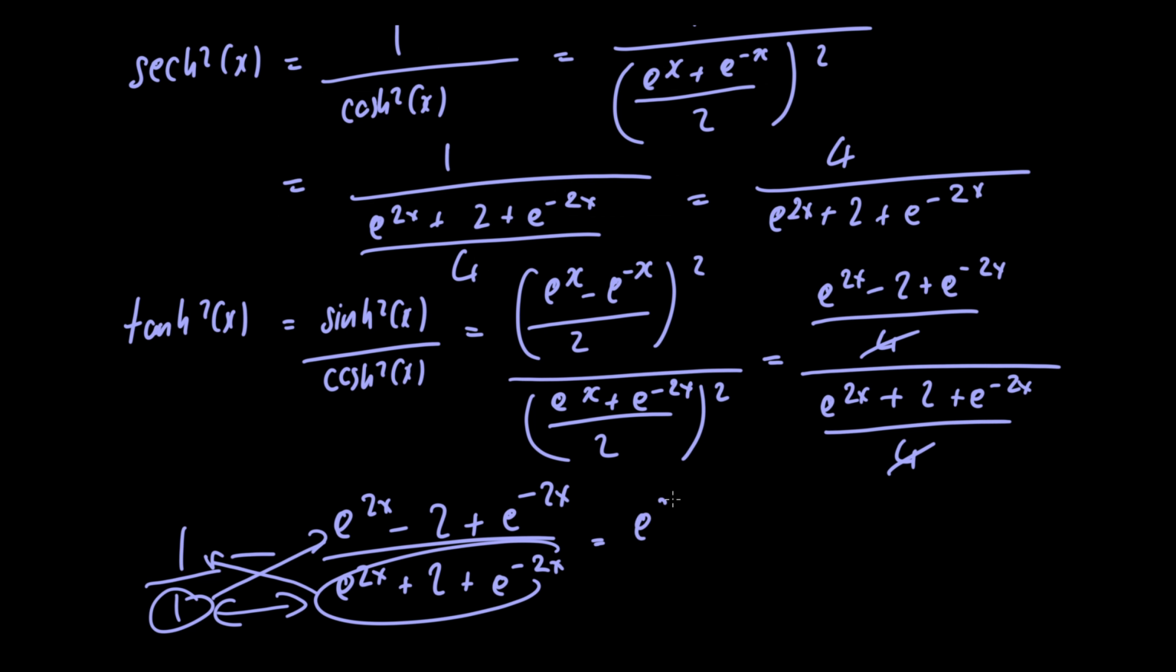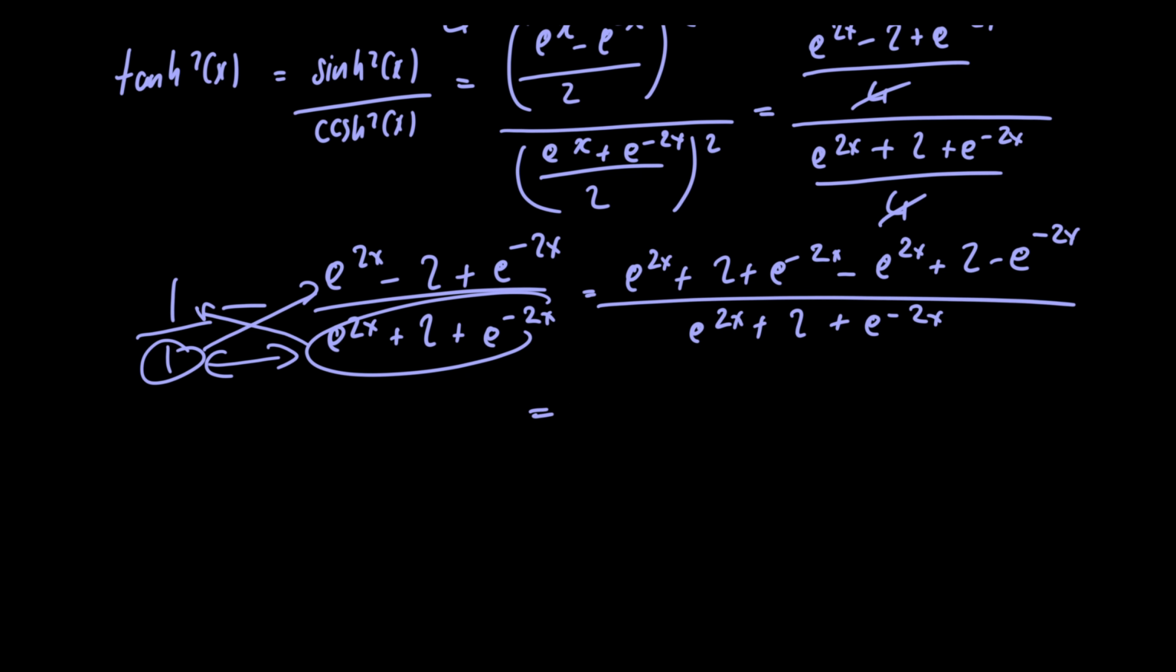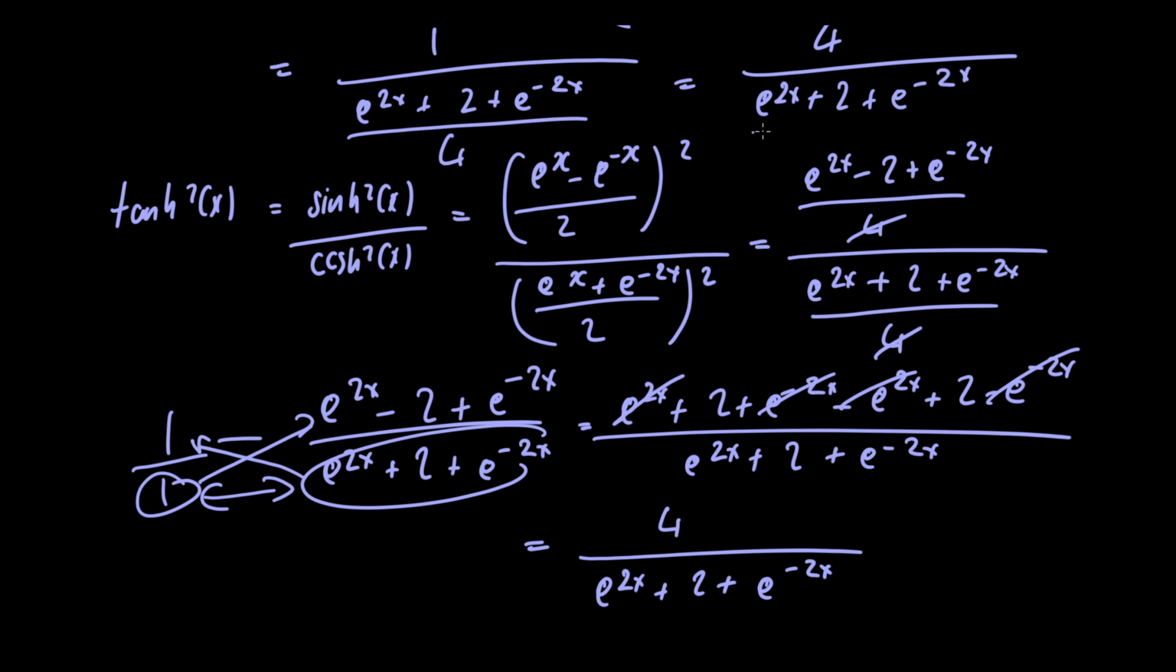So we're going to have e^(2x) + 2 + e^(-2x) - e^(2x) + 2 - e^(-2x), divided by e^(2x) + 2 + e^(-2x). Now let's simplify further. These two cancel, so do these two, and we're just left with 4 over e^(2x) + 2 + e^(-2x). And we know from before, from right here, that this is equal to secant squared of x. So that's the second identity.